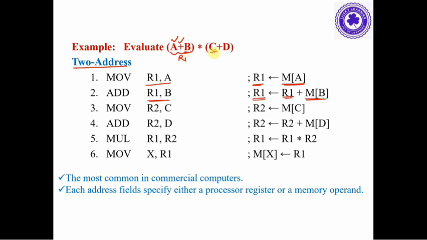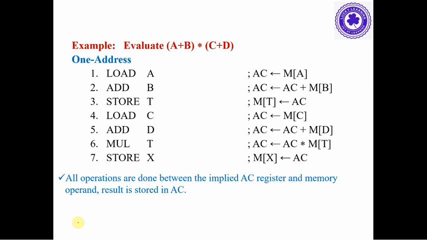Similarly, move this C value into R2 and add that R2 with D, and the result of C plus D is in R2. Then perform multiplication between R1 and R2, and the result is stored into R1. The final result needs to be stored into memory at location X. Now the R1 value is stored into memory at location X. In all these instructions, we were using only two address fields, so we can call them two address instructions. The one address instructions by default use an implicit accumulator.